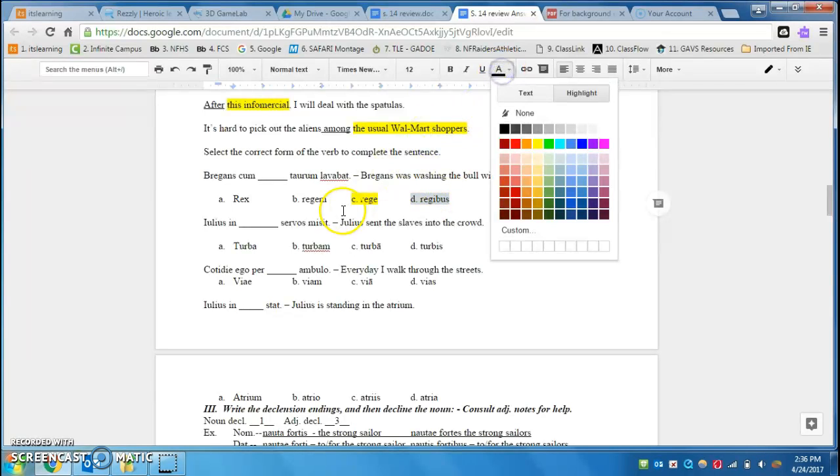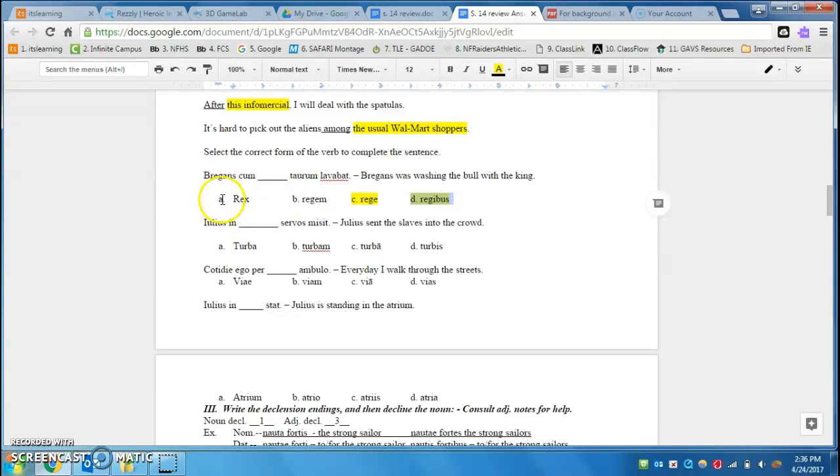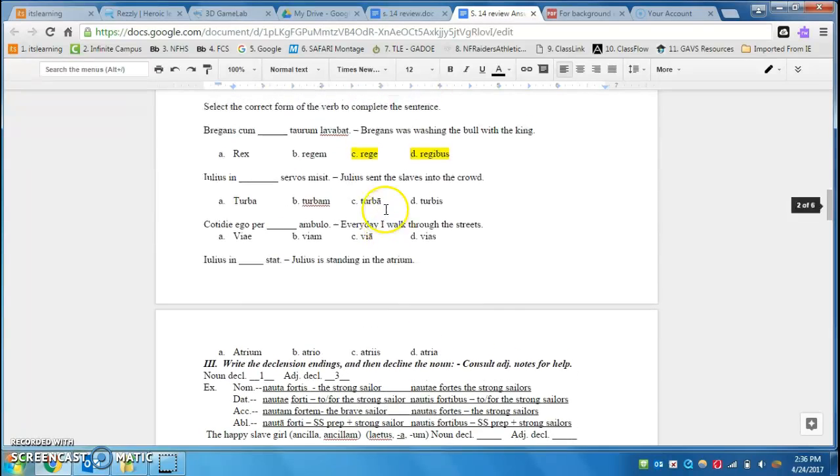So if you wanted to say the Bregans wash the bowl with the king, you would say cum rege. If you want to say with the kings, you would say cum regibus. A rege would make more sense in this sentence.